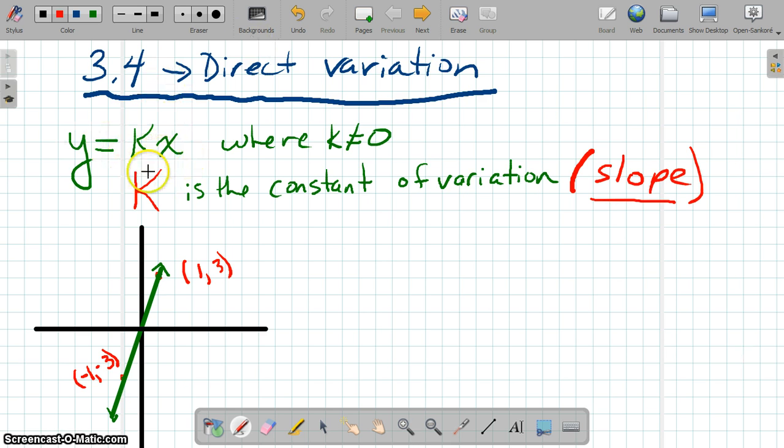Algebraically, this is what it looks like as an equation. K cannot be 0, and K is the constant of variation. It's also known as the slope. You'll learn very quickly that this is the equation of a line, which we're going to be dealing with this entire chapter. And K is nothing more than the slope of that line.